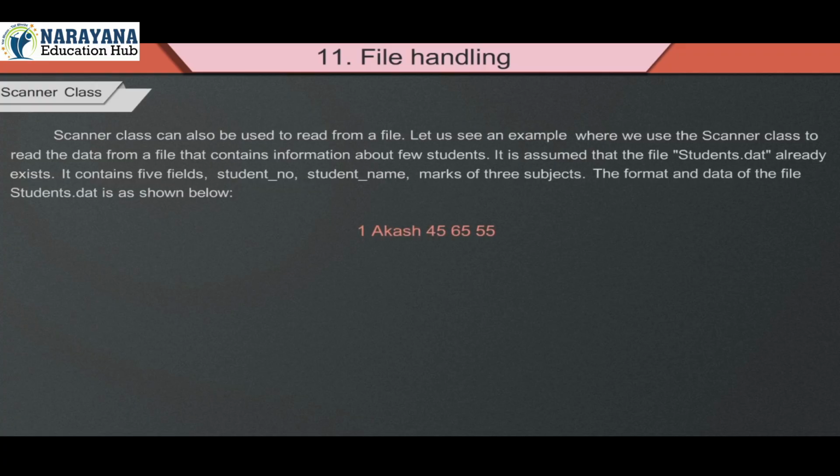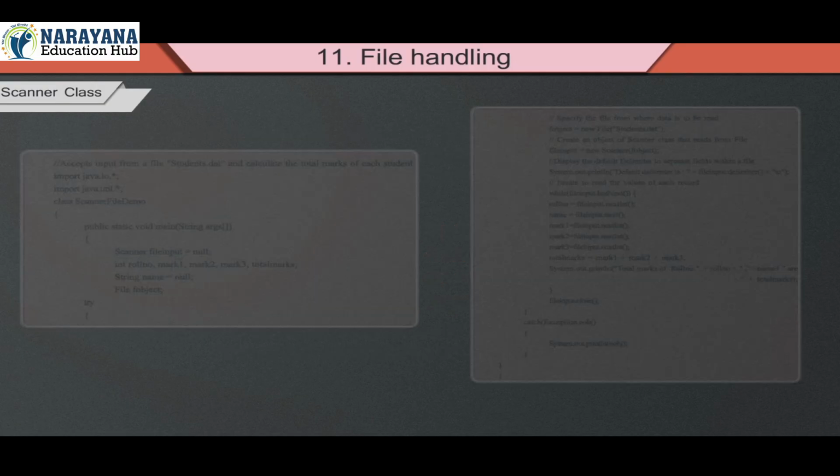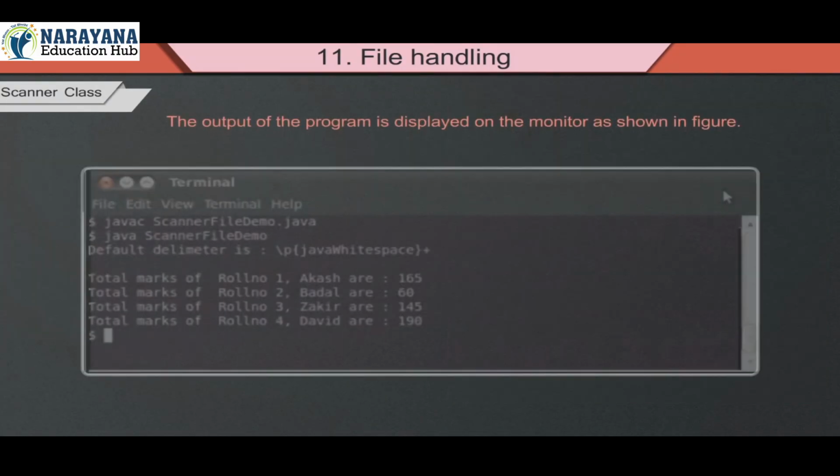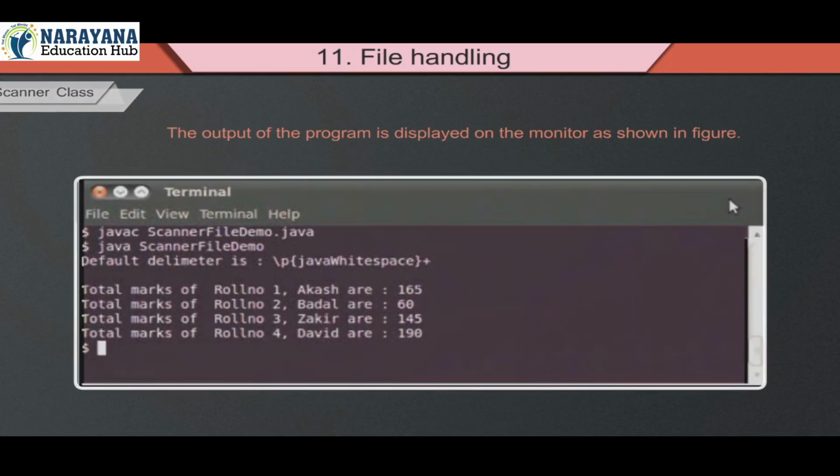1. Akash 45, 65, 55. 2. Badal 10, 20, 30. 3. Zakir 45, 40, 60. 4. David 65, 50, 75. We will write a program as shown in code listing to read the data of each student and perform operations like calculating the total marks and displaying them on the output. The output of the program is displayed on the monitor as shown in figure.